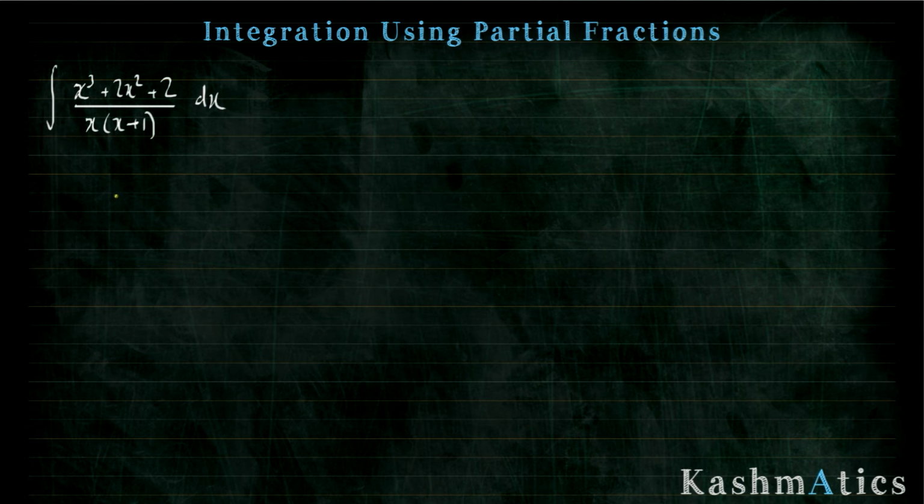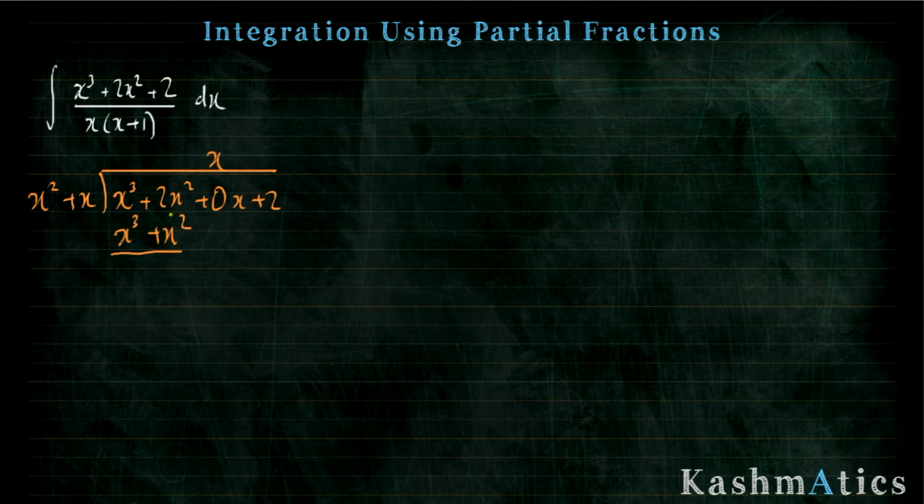So I need to divide x cubed plus 2x squared plus 0x plus 2. I always put down all the components of the polynomial, even if the coefficient is 0, divided by x squared plus x. That's just this expanded out. So I need to look for how many x squareds go into x cubed, or what do I multiply x squared by to make x cubed, and the answer is x. Then I multiply x by both these terms here, and I get x cubed plus x squared. And then what I do is subtract what I've got so far.